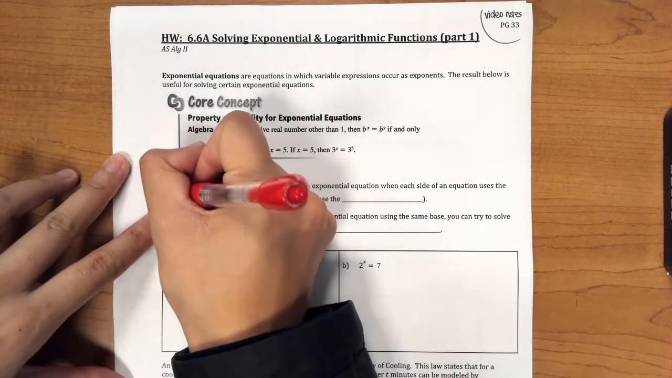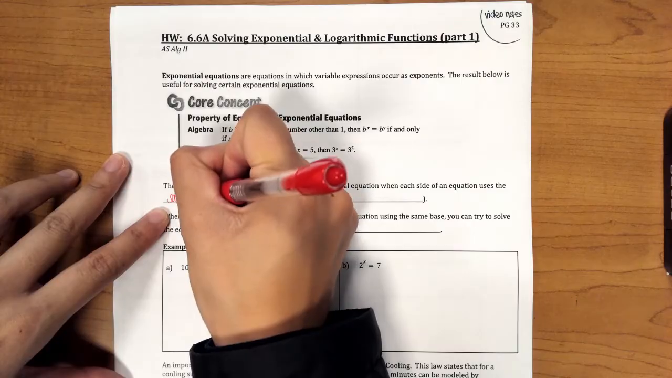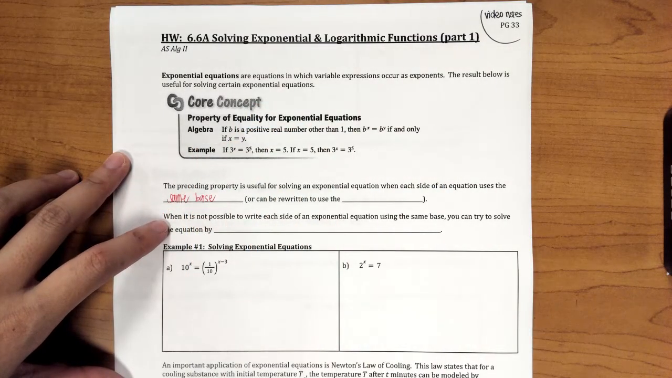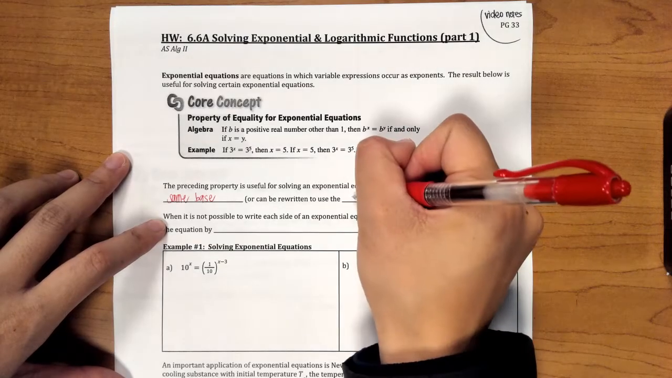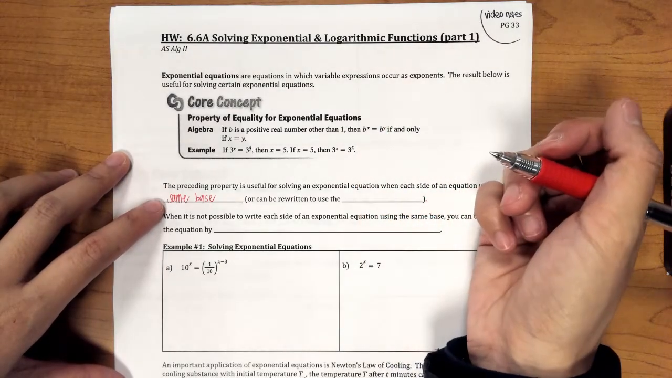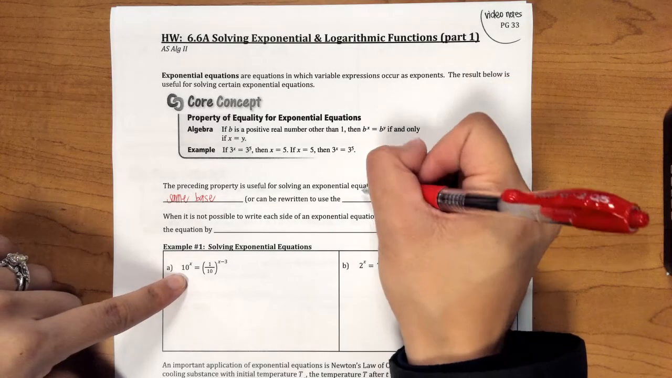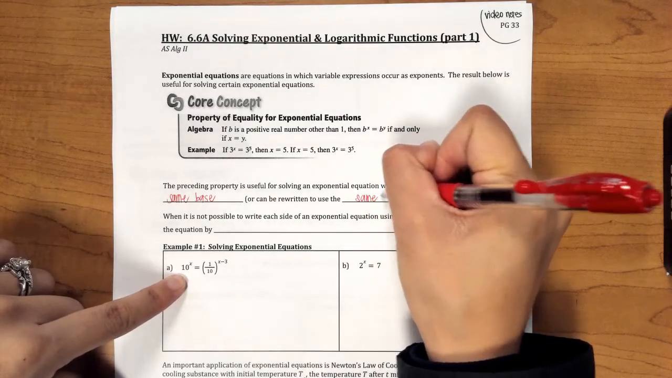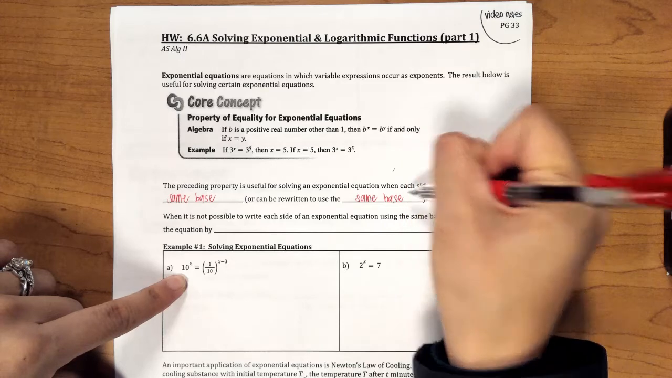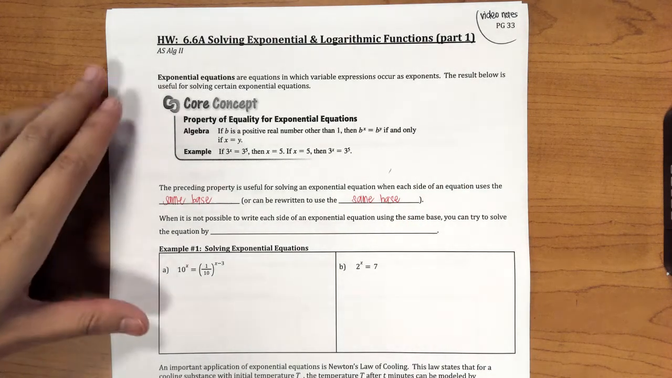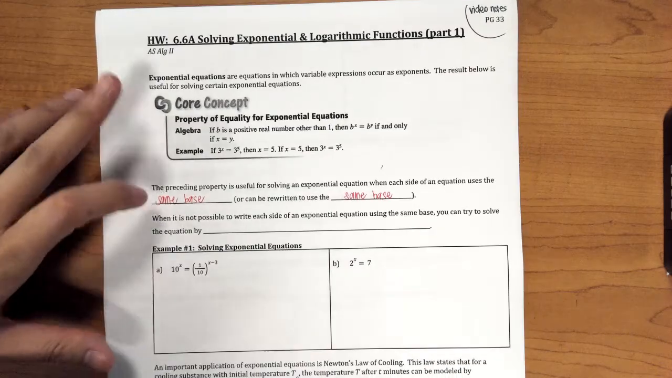If we have the same base, then we can solve exponential equations by setting the two exponents equal to each other. Okay, and this only works if you can write or rewrite each of the bases to be the same. So if the bases are the same or equal, then the exponents must be equal in an equation. So that's this first one.